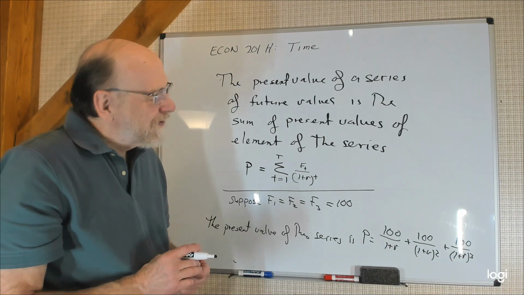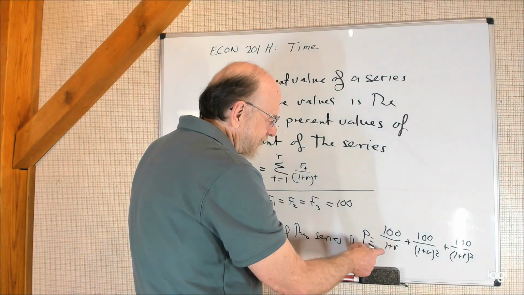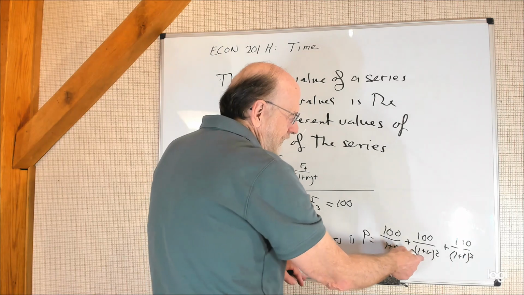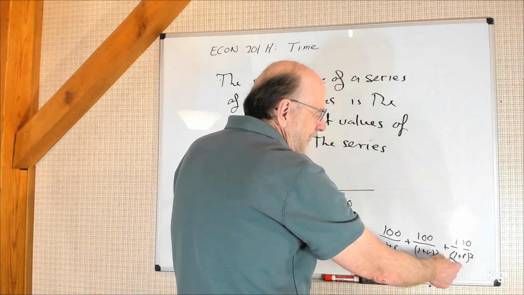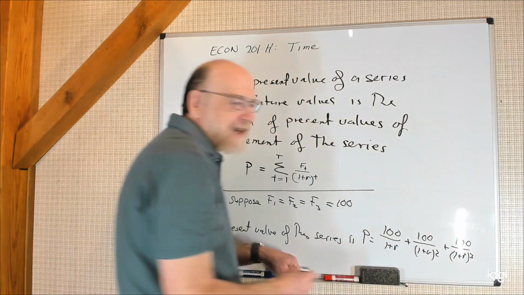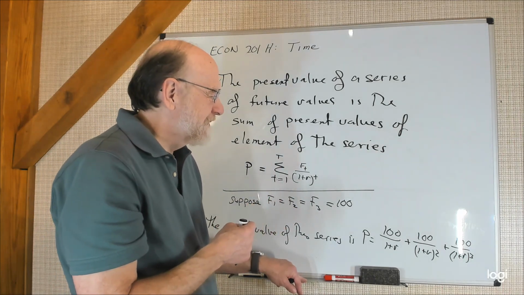Okay, so without using a calculator, this one will be approximately 90. This one will be approximately 80, but not quite. And this one will be approximately 70. Okay, not exactly those numbers. If you punch the numbers into the calculator, you get a more precise series.